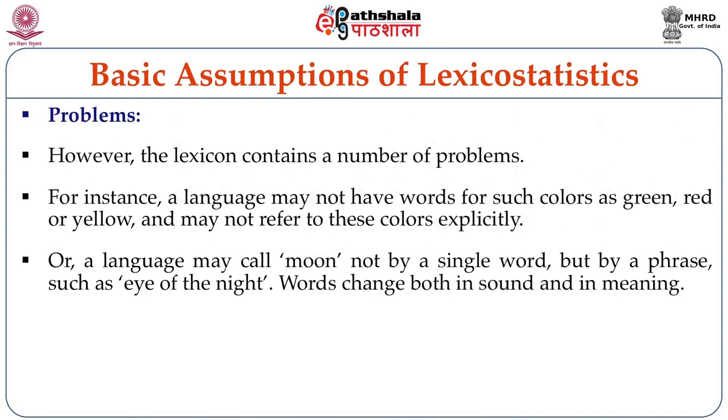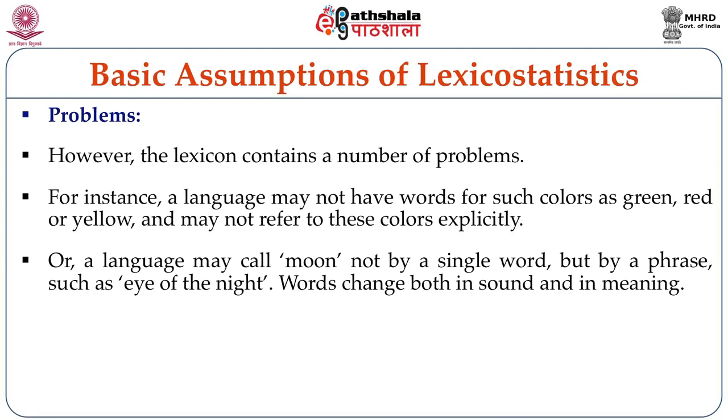However, there are certain problems in this method, because in any language, when you look at terms like colors, like green, red, yellow, some have just three, whereas some have seven. Now, whether the one which has seven, should we take it as basic, or the one with three only? Whether the one with seven, is it because of diffusion or due to inheritance?